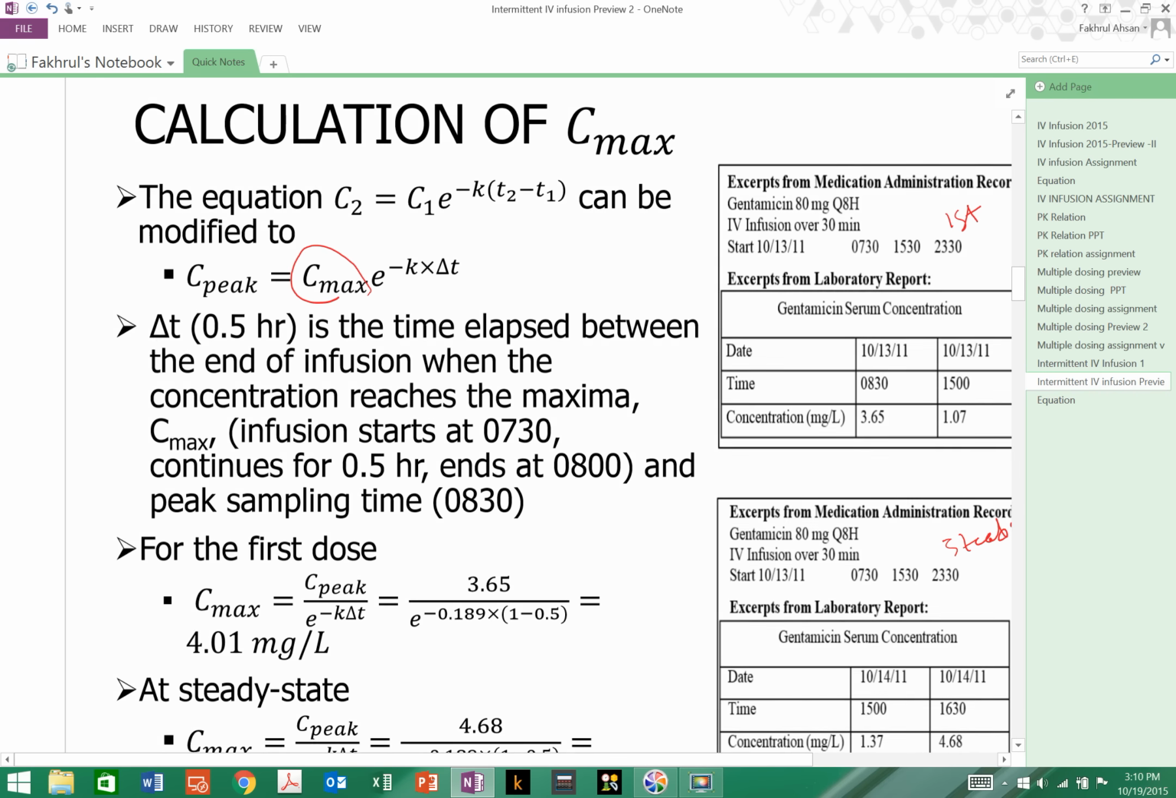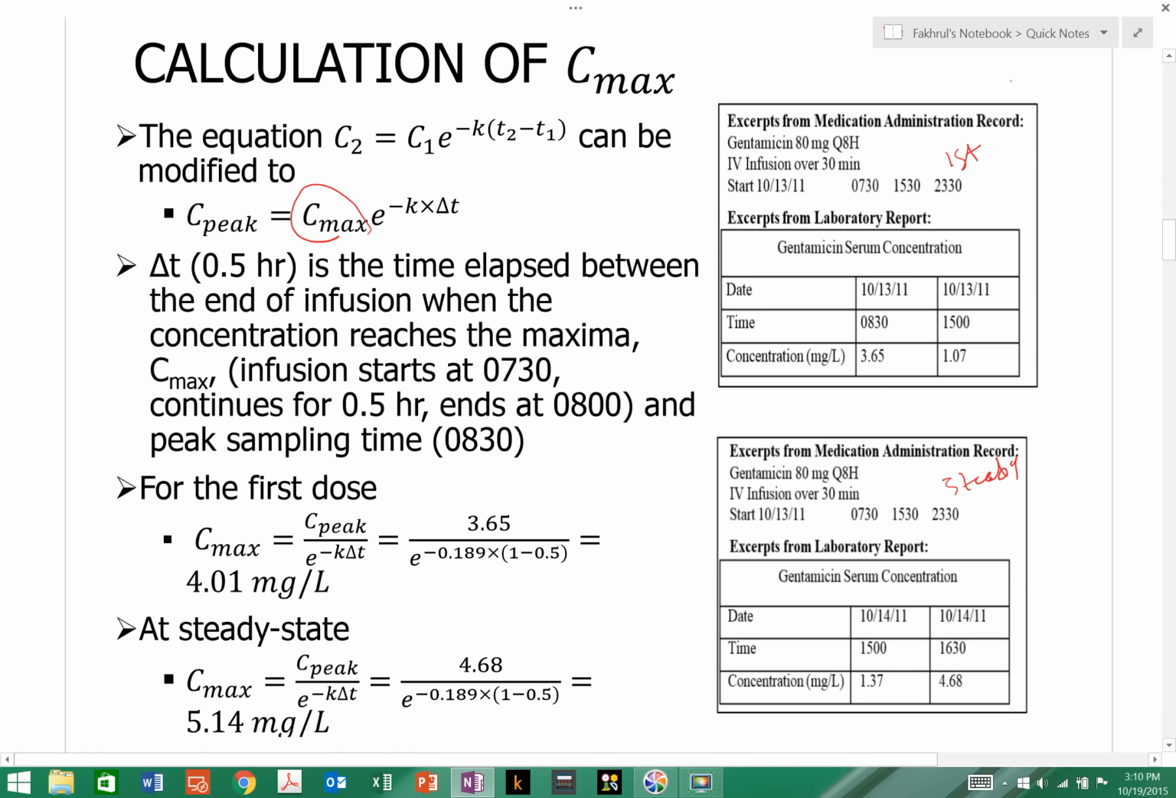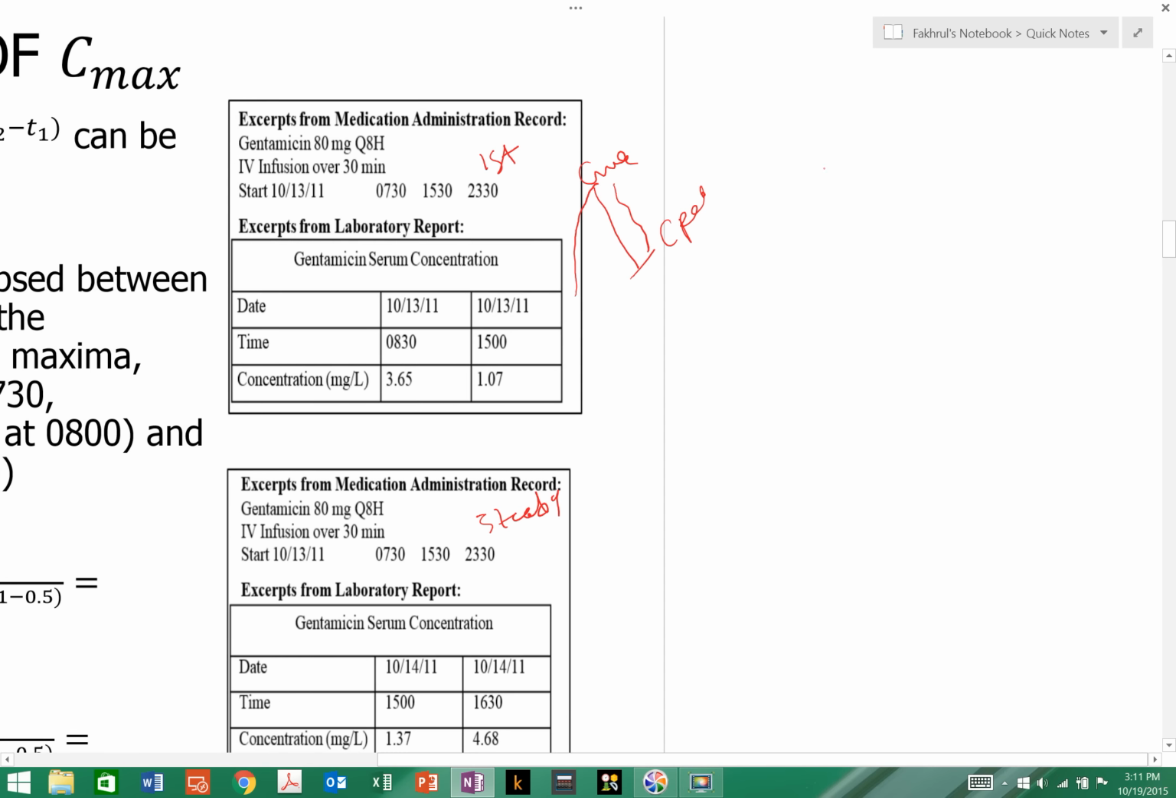So now to calculate delta T, you always have to do some mental math. Mental math is, as I have said, delta T is nothing but the difference between Cmax and Cpeak. So this would be your delta T. To calculate delta T, you have to remember the infusion starts from here. For example, at 7:30 you started infusion.